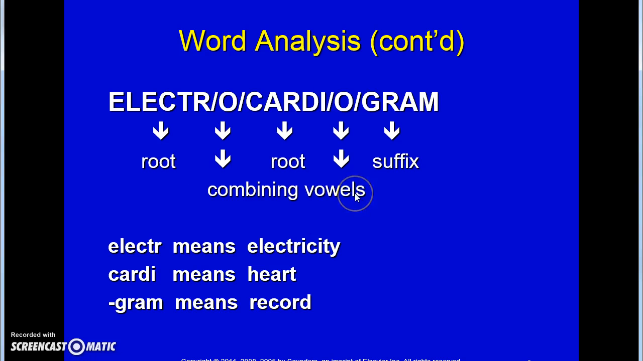As I said before, some medical terms have two roots together. Electr is one root, cardi is another root, and as you can see, connecting the two roots together, we have a combining vowel of O, and connecting the second root word with the suffix, we have another combining vowel. In this case, both of those combining vowels are O's. So if I'm following the rules for reading a medical term, once again, I start with the suffix gram, which means a record. So this is a record of the electricity of the heart.